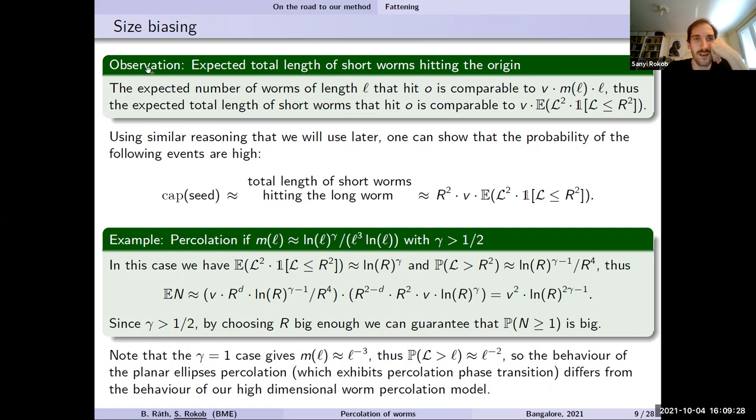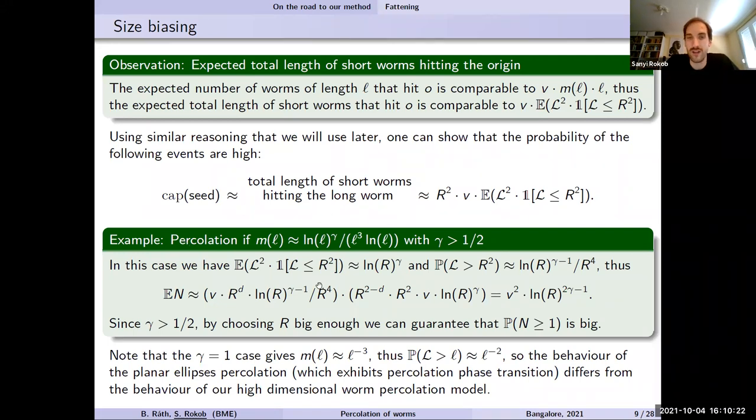Okay. So, again, you can prove that the expected total length of short worms that hit the origin is comparable to this truncated second moment. This is the size biasing that Balázs talked about earlier. Using this information and the method we use for the general theorem, you can prove that this capacity, if we define the seed as this fattened set, is with high probability comparable to this amount: the capacity of the long worm which we fatten, and the additional short worms which we use to fatten with.